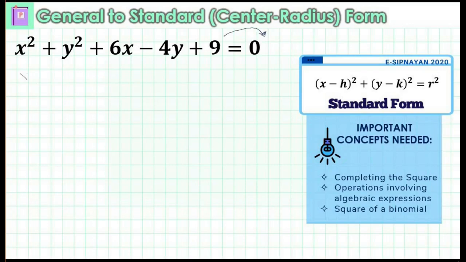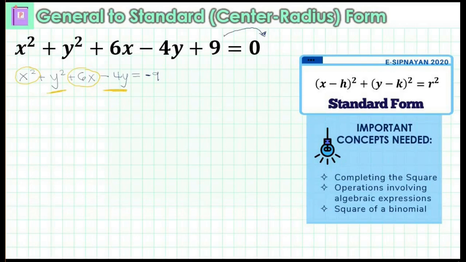Hence, the equation will now become x squared plus y squared plus 6x minus 4y, and from positive 9, it will now be negative 9. And just like the previous examples, we need to group the terms with similar variables, and here it is x squared and 6x. They both have the same x variable, and also y squared and negative 4y. They both have the same y variable.